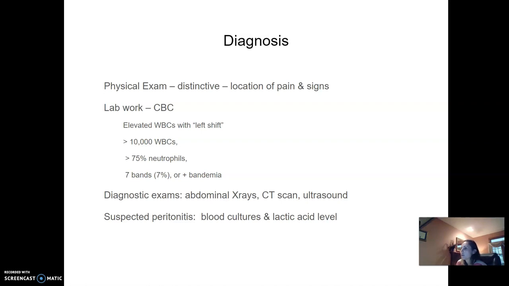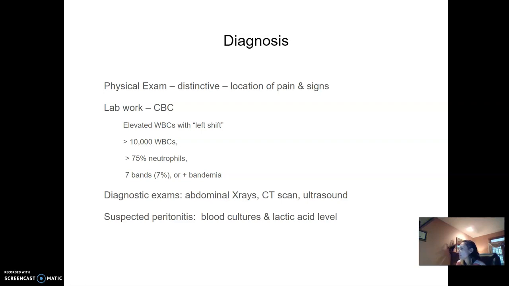Diagnostic tests, we may do an x-ray, we may do a CAT scan or an ultrasound, but really our definitive diagnosis is going to come from that CAT scan. That's probably the number one diagnostic test that you're going to see when it comes to this. If we do suspect peritonitis, we may also get some blood cultures and a lactic acid level to see if they're becoming septic.